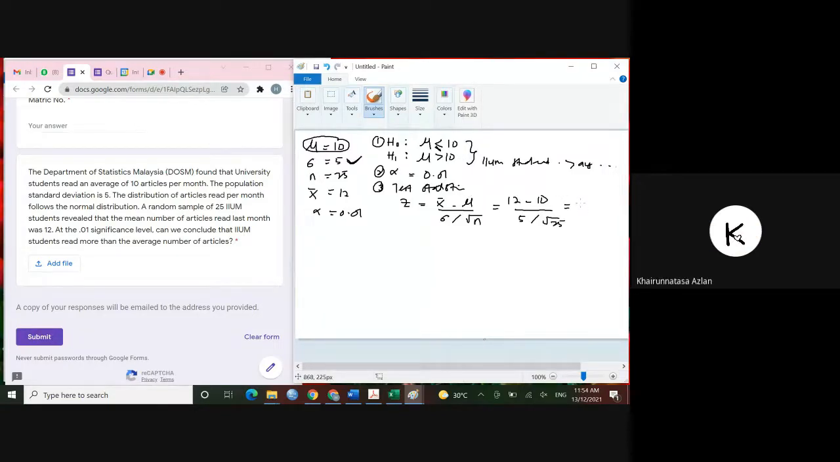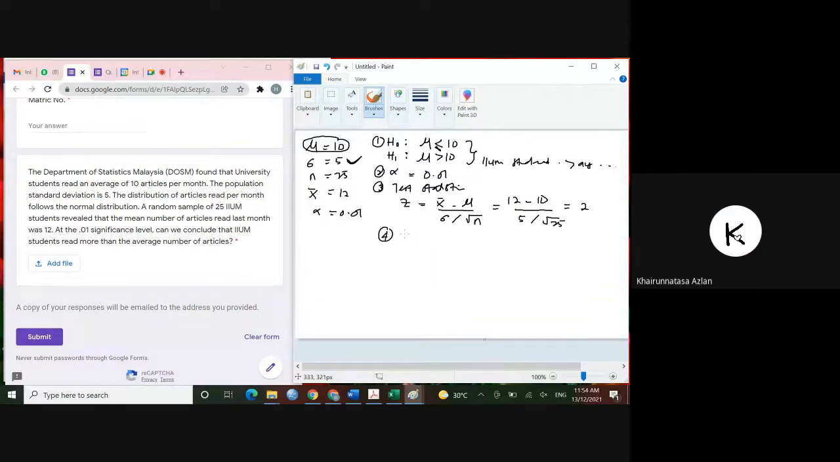Two. What is it? 2. Okay, so I trust you on this answer, so it's 2 because I don't have a calculator. Where's the calculator? I don't have the calculator with me, so 2, okay? Is it 2? Yes, yes, madam. Number 4, what is the step number 4?